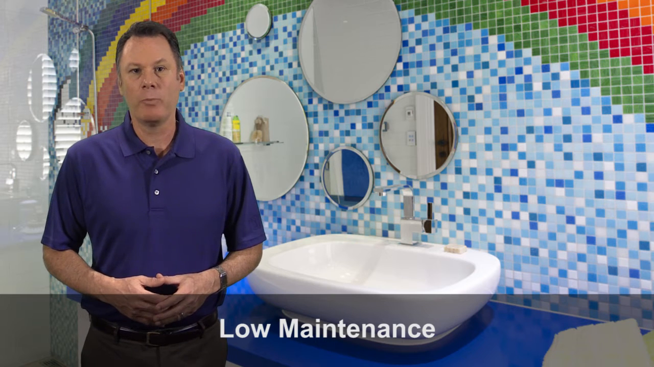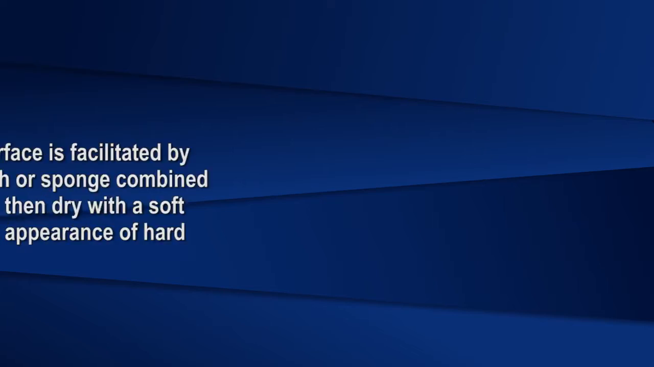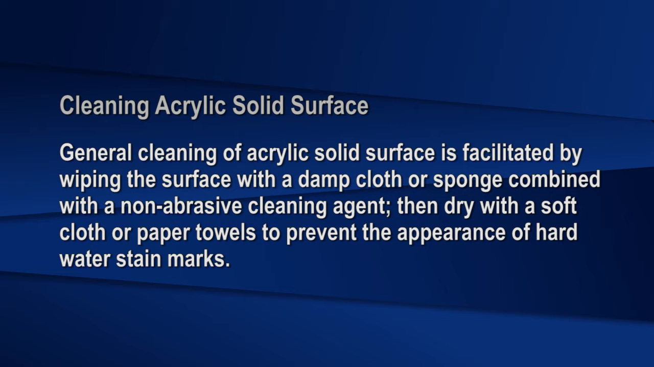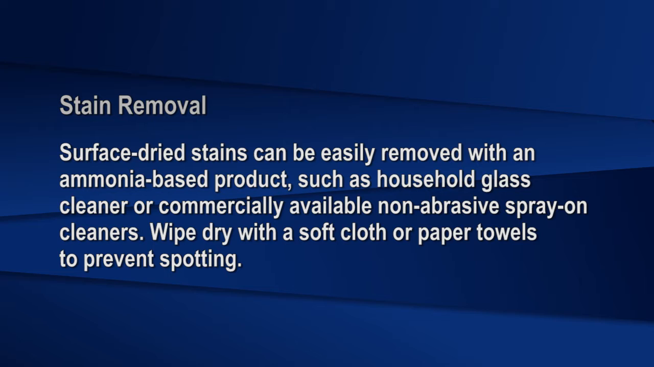Low-maintenance acrylic solid surface has an exceptionally long life cycle when properly maintained. To preserve solid surface products, always follow the manufacturer's recommended care instructions. General cleaning of acrylic solid surface is facilitated by wiping the surface with a damp cloth or sponge combined with a non-abrasive cleaning agent. Then dry with a soft cloth or paper towels to prevent the appearance of hard water stain marks. Surface dried stains can be easily removed with an ammonia-based product, such as household glass cleaner or commercially available non-abrasive spray-on cleaners. Wipe dry with a soft cloth or paper towels to prevent spotting.